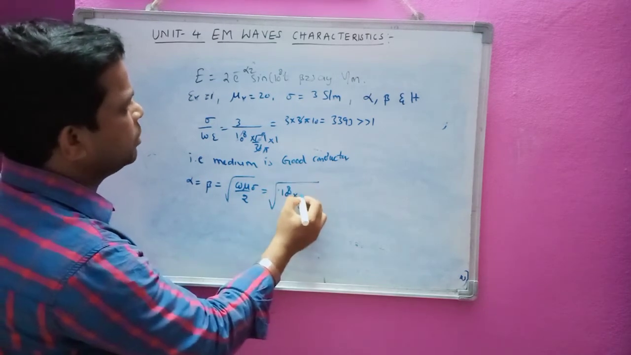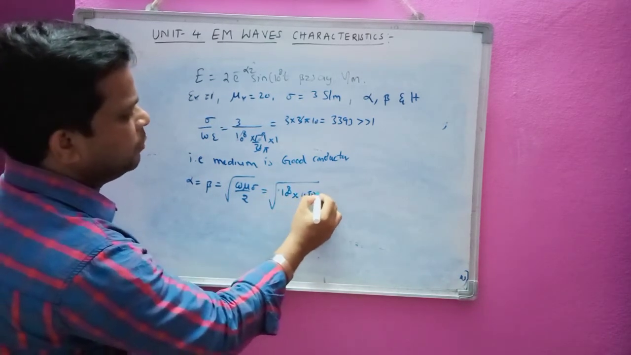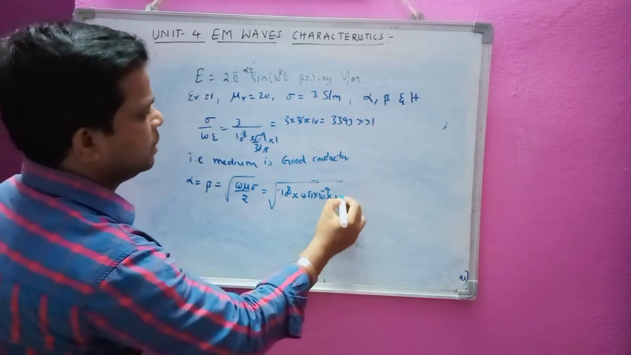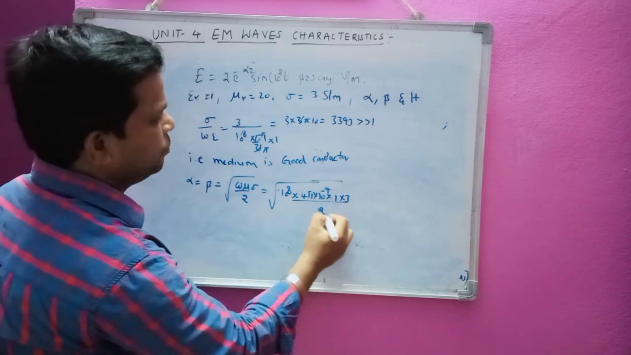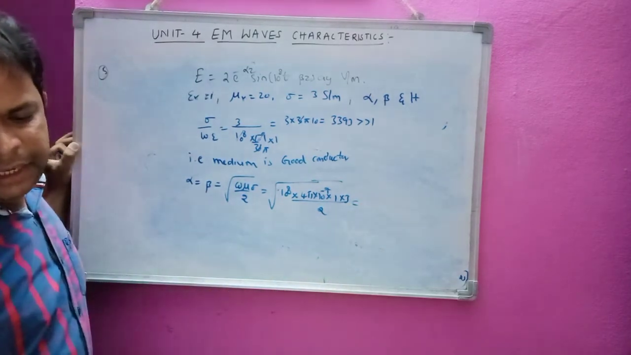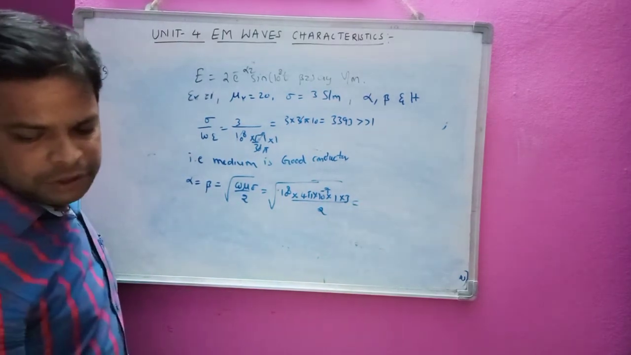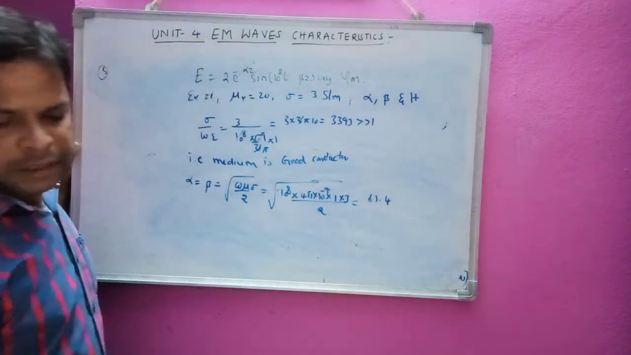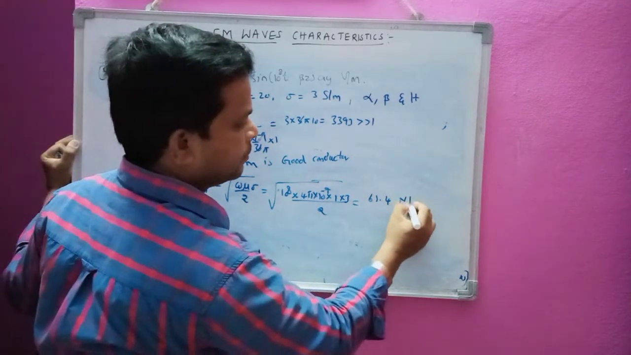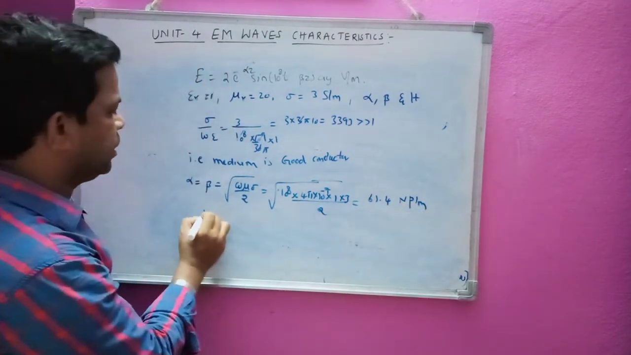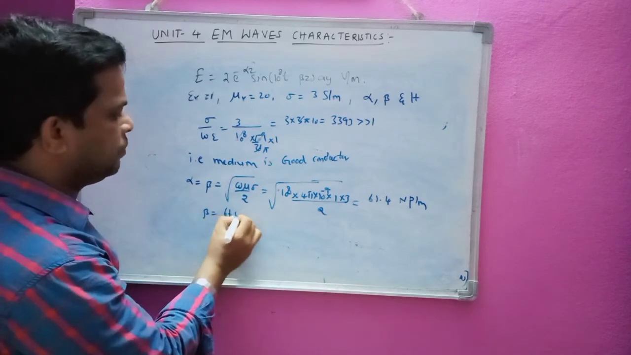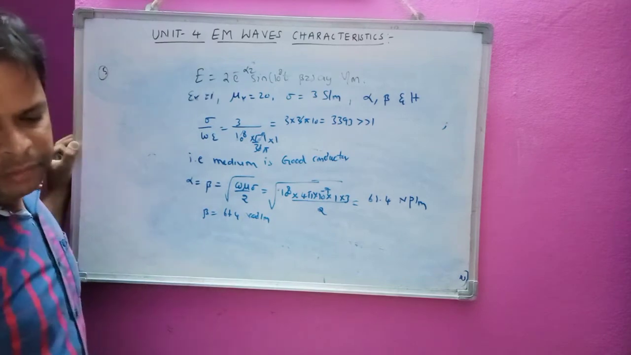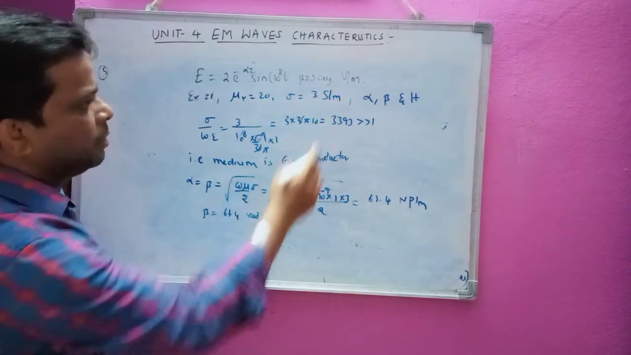Omega here is given already, that is 10 to the power of 8, and mu is equal to mu naught into mu r. Mu naught is 4 pi into 10 to the power of minus 7, and mu r is 1. Sigma is 3 by 2 here. If we calculate, you will get alpha as 61.4 Nepers per meter. And beta is also the same: beta is equal to 61.4 radians per meter.